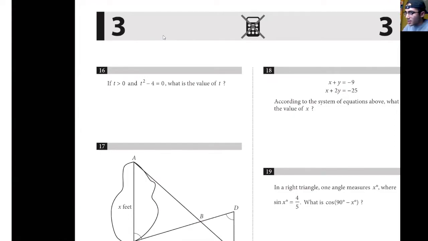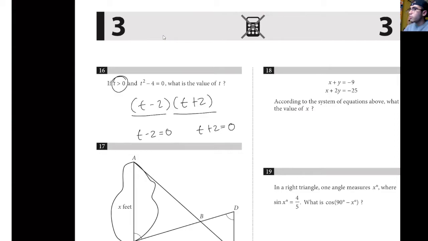All right. So if t is more than 0, and t squared minus 4 is equal to 0, what is the following values of t? All right, so this is a simple FOIL question. We got a perfect square on our hands. So this can be broken down to t minus 2, t plus 2. All we need to do to solve these is have t minus 2 equal to 0, and t plus 2 equal to 0. The two possible solutions are -2 and +2. But it's asking for the solution that is greater than 0, and that's going to be our +2. Your answer here is going to be 2, right?